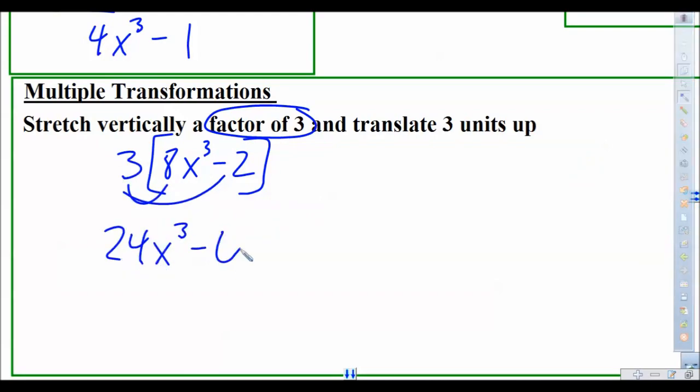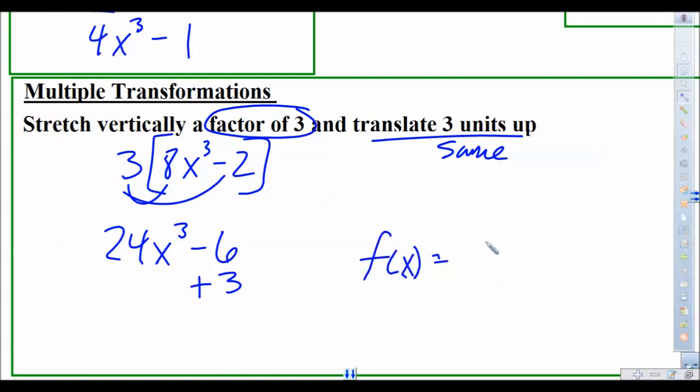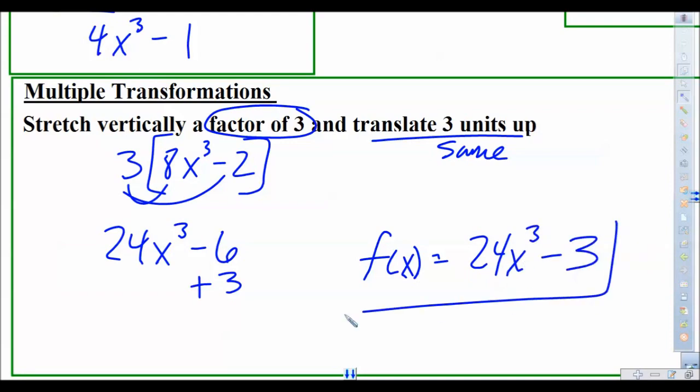24x cubed minus 6. Now it wants to translate 3 units up. That's a vertical change. That's the same game. So now we just add that 3 here. And so now our final answer here with f of x is 24x cubed minus 6 plus 3. We're at minus 3. Last example.